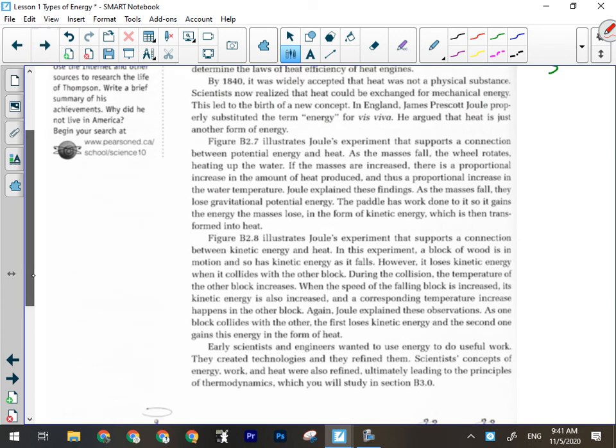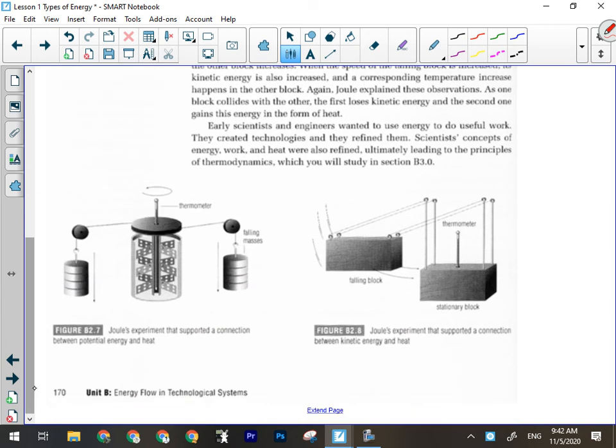All right, so here's what Joule discovered. Joule ran experiments that proved that potential energy was a form of mechanical energy. His first experiment was the falling block experiment. He had two wooden blocks, and in the stationary block, he had a thermometer. The other block was on strings, and he would pull it up and away from the stationary block. When he pulls it up and away, what has he done? He's done work and given it potential energy.